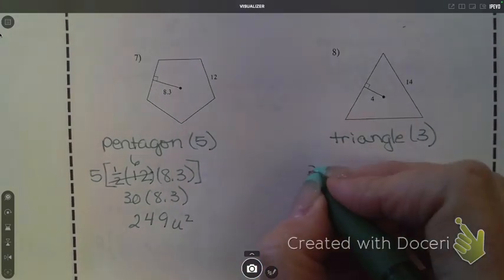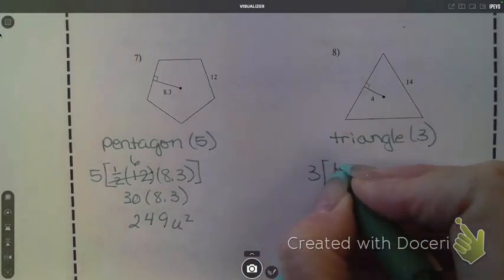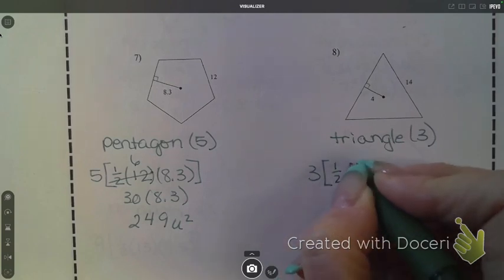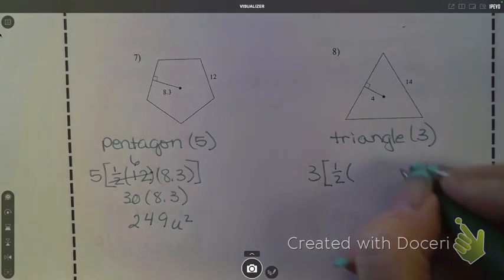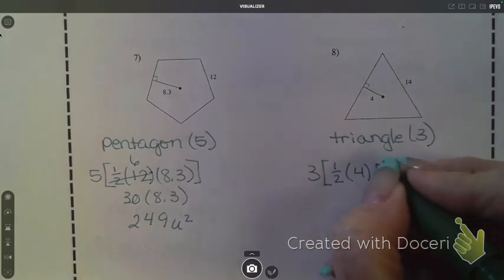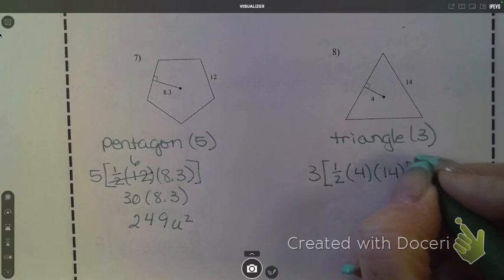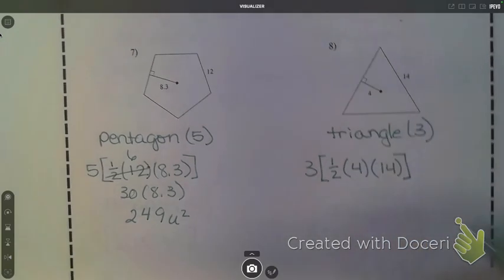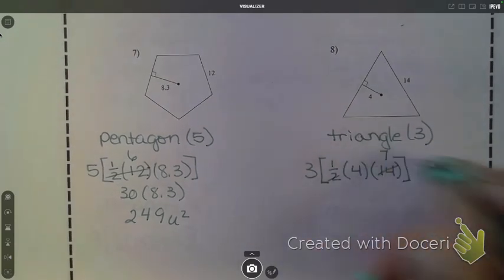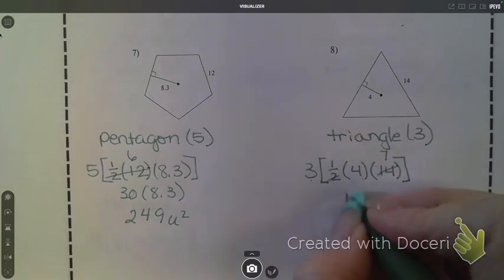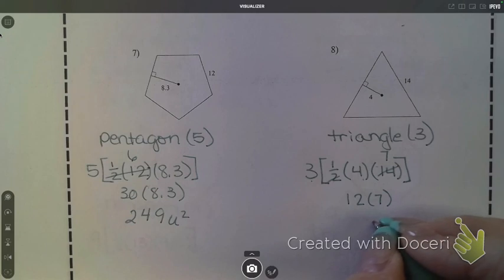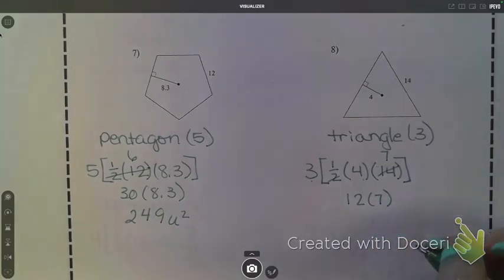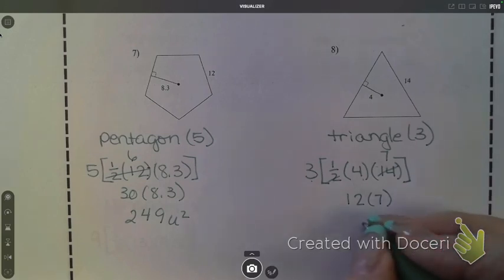Okay, 3 times what? Half. 14? Yeah. What do you want to take half of? 14. So 7. So 12 times 7, which you all should know is, I don't know, I forgot it. 84, thank you.